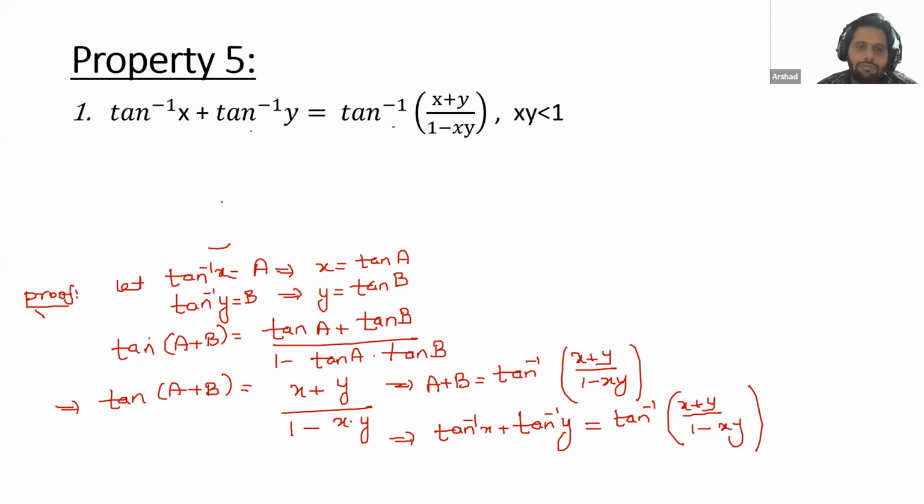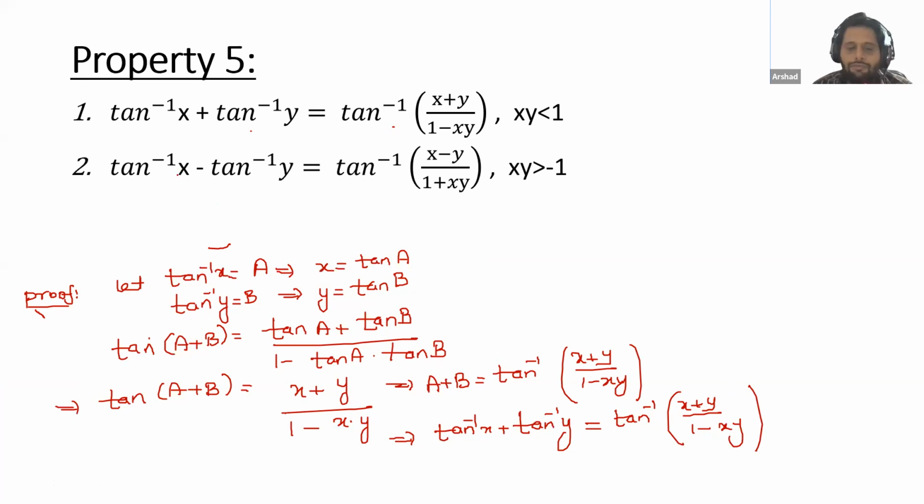Now similarly, if you check the second formula, then we have tan inverse x minus tan inverse y, which is equal to tan inverse of x minus y by 1 plus xy. Okay, so please note down these two properties. Note down the proof of the first. Similarly, you can do the second proof and confirm with me. Then we will start some questions.